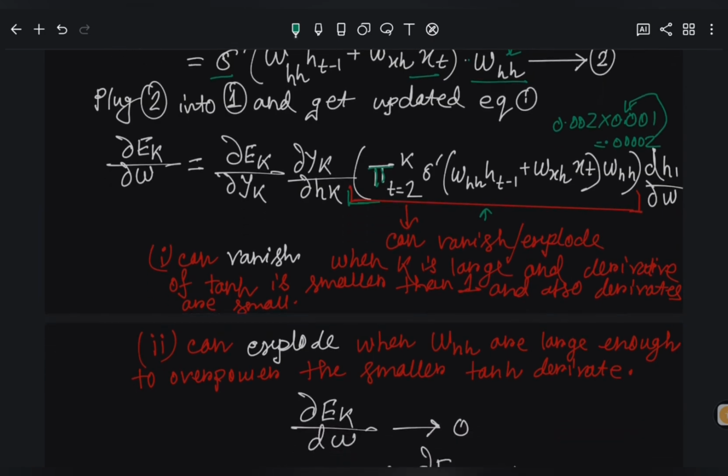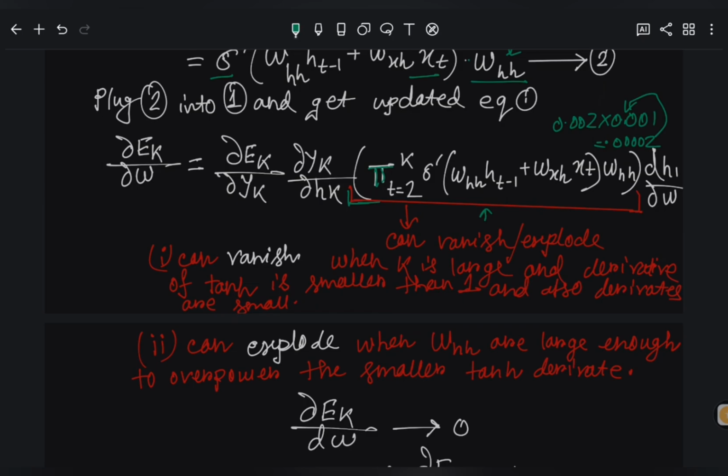And this can also cause the vanishing gradient problem when k is large and the derivative of tanh is smaller than 1. Once we take the derivative of the activation function, which is tanh, the tanh derivative will also be smaller than 1. Now if I multiply the smaller derivatives again with a value lesser than 1, it will reduce that value further, which will cause the problem of vanishing gradient, right?